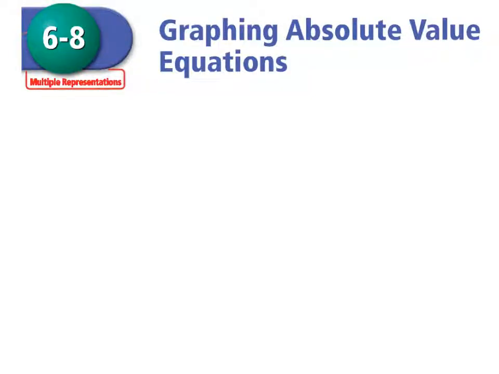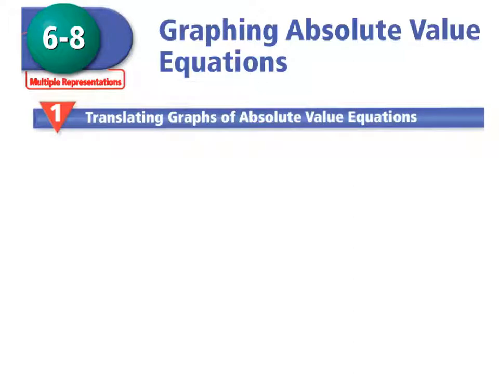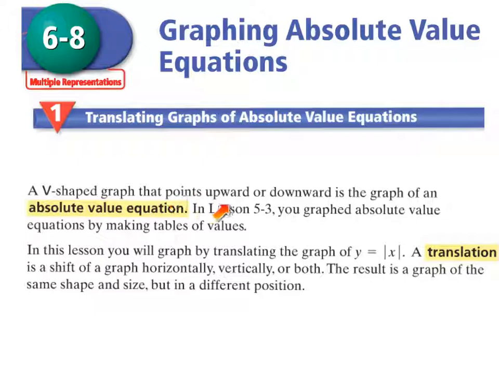The last section of this chapter is 6.8. Now 6.8 talks about graphing absolute value functions. Now we've actually done that, but we're going to go into more detail. You should remember that a graph of an absolute value function is going to look like a V. It is a V-shaped graph that either points upward or downward. So a V-shaped graph that points upward or downward is the graph of an absolute value function or equation.